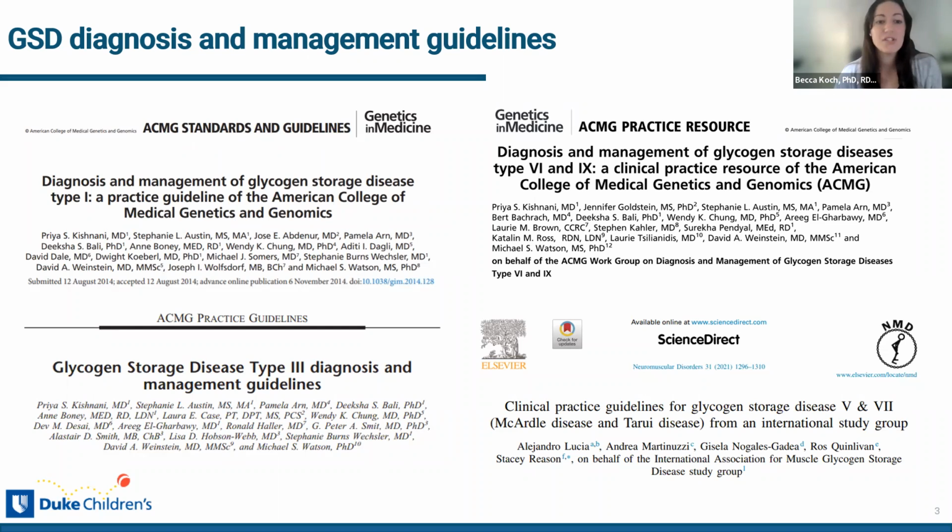This guideline is also a critical educational tool that can be used for the patients, their families, as well as the community at large. Given the utility of these guidelines, the U.S. Association for Glycogen Storage Disease, or AGSD, initiated the development of a clinical practice guideline specifically for glycogen storage disease type 4. This will include the adult onset form, adult polyglucosan body disease, or APBD.